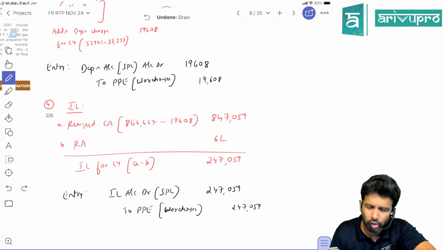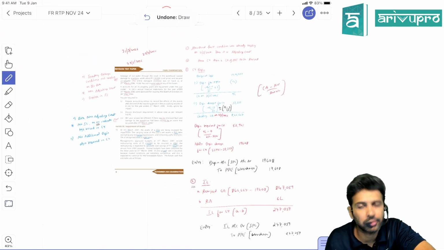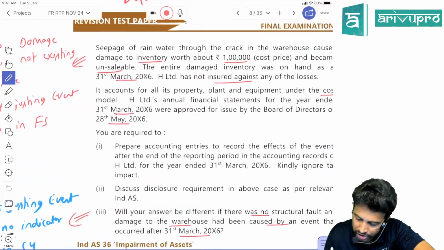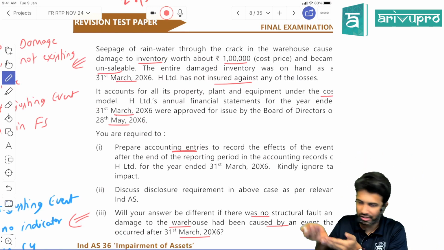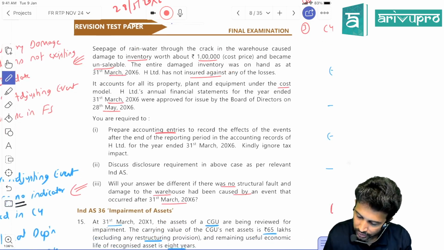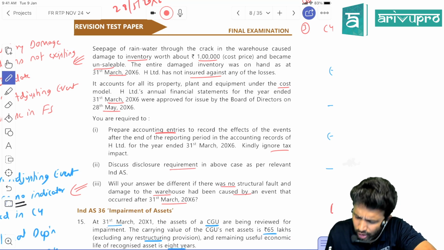Pass the entry for impairment loss. Impairment loss account debit to PP warehouse, this particular entry. This is what you need to call out, that component. That is the requirement of the question: prepare accounting entries, 2 entries. One is additional depreciation, the other one is the impairment loss entry, which we have done. Ignore tax impact, they are saying. So DTA detail need not be worried about. Disclosure requirement, they are asking.